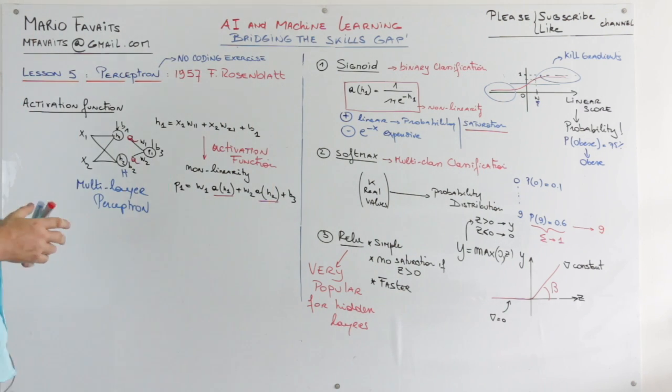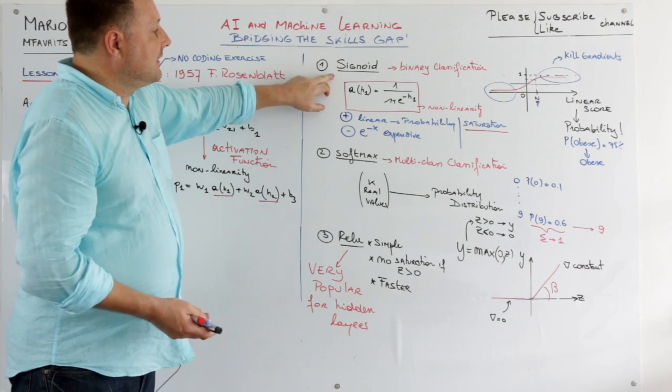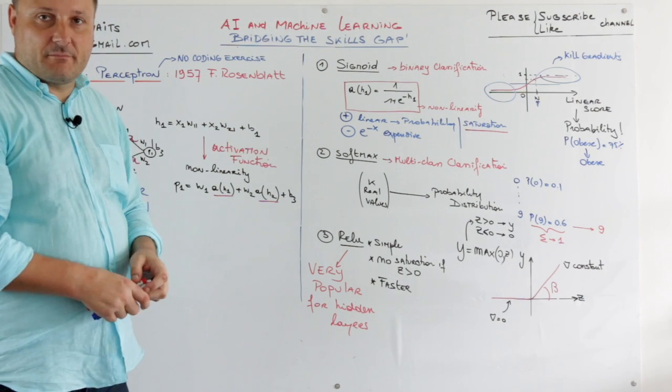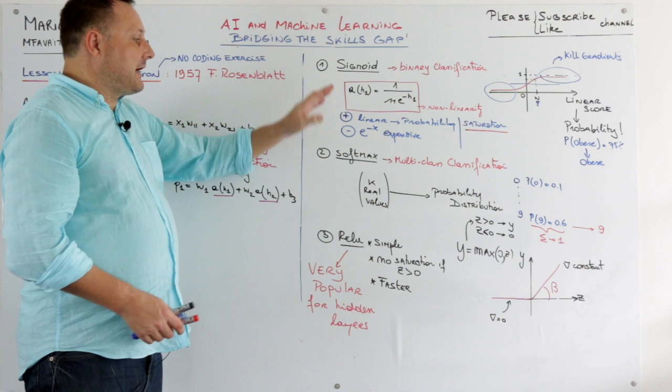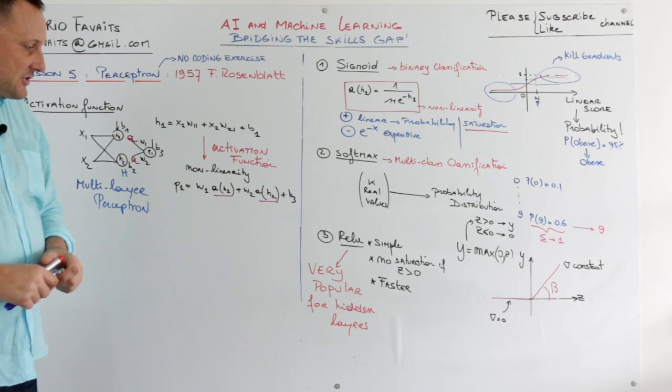At the end of a classifier, we will still look for a sigmoid or a softmax, depending on whether it's binary or multi-class classification.